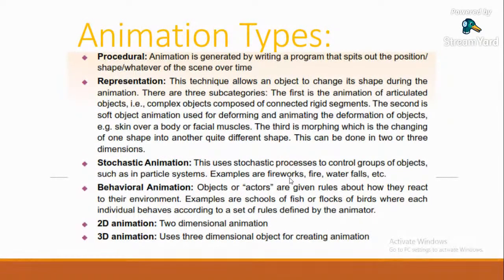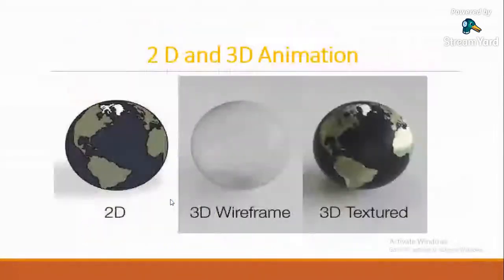Then behavioral animation. Behavioral animation means what? Whenever, for example here, schools of fish or flocks of birds, one drawing or one object is there, one special property is given to that particular object, and it behaves in that way. That comes under behavioral animation. And these are the two newest features, you can say, 2D and 3D animation. Two dimension and three dimension, we'll discuss further on this topic. So here we can see 2D and 3D animation.